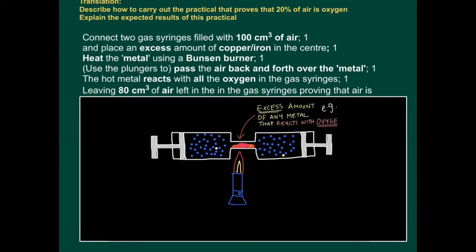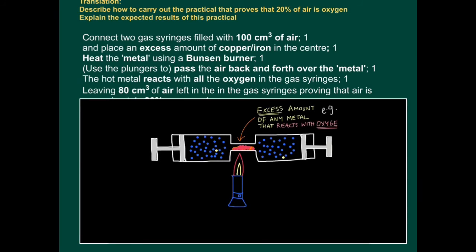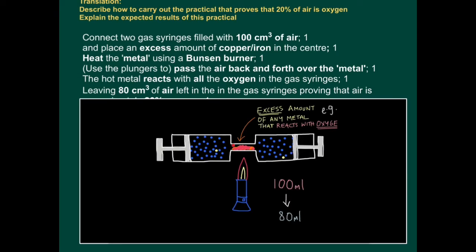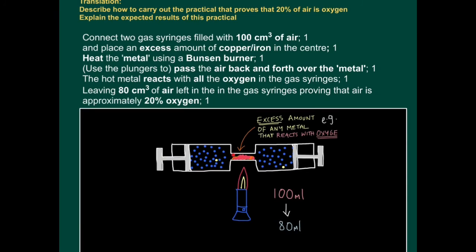Now we need to explain the expected results. So after the air has reacted, what you should see is the plungers moving in, like so. And that leaves 80 centimeter cubed of air left in the gas syringes, proving that air is approximately 20% oxygen. And that's because we've moved from 100 centimeter cubed or 100 milliliters of air to 80 milliliters, and we know that only the oxygen has been removed because our metal reacts with the oxygen.